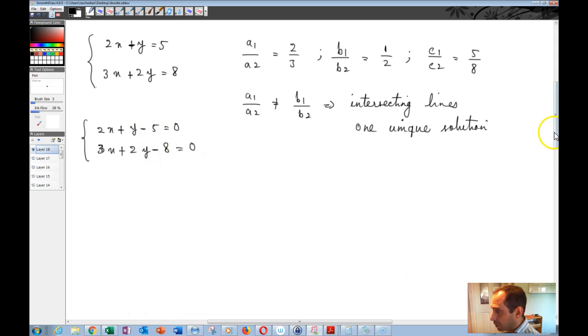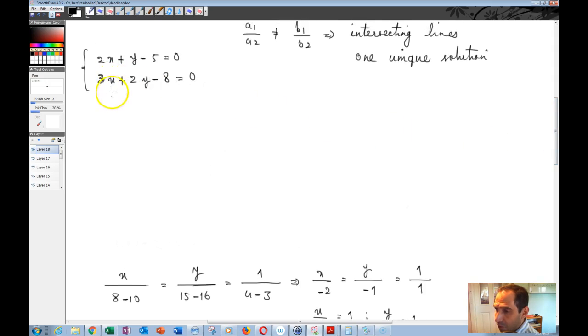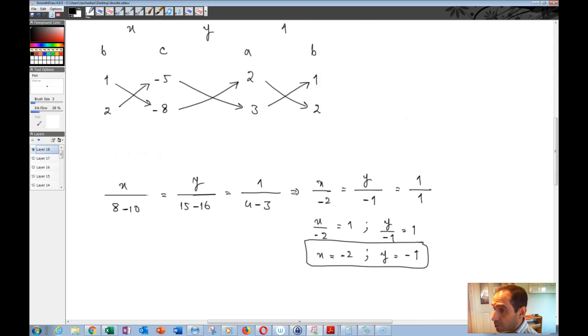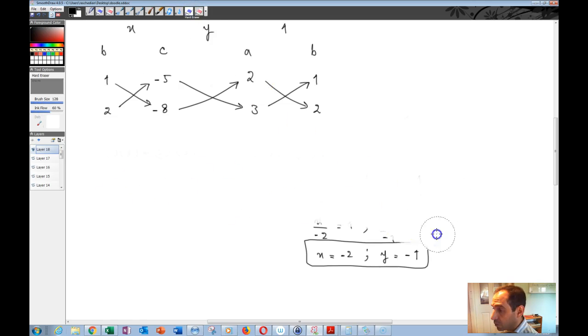Okay, so now basically my c's are negative. And so again, you can do the same thing. You can go for x, y, and 1. And then here you can write your b's, c, and a. So b1 and b2 is basically 1 and 2. And again, 1 and 2. So c is negative 5 and negative 8. Your a's are 2 and 3. Okay, and then you can cross multiply this way. You need to be careful about writing your equations in general form.